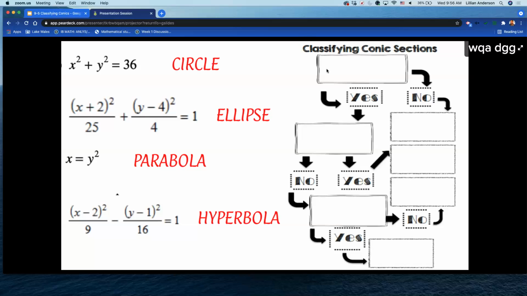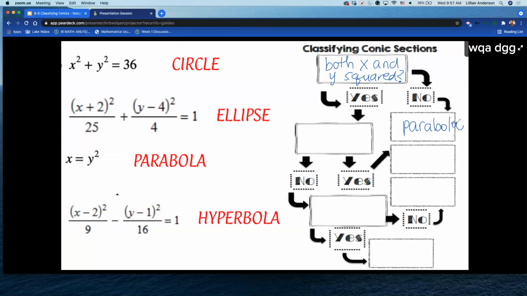So the first thing you should ask yourself is if both terms are being squared, both your x and your y are being squared. Because if they're not, if your x and your y aren't both being squared, then you know it's automatically a what? It's going to be a parabola. So if it's a no, you know it's going to be a parabola.